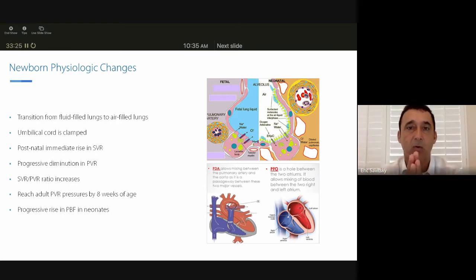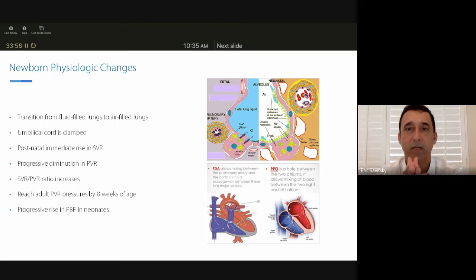You have the umbilical cord that gets clamped, and then all of a sudden your systemic vascular resistance goes up. Over time, as you clear the fluid from your lungs, your pulmonary vascular resistance goes down. Then your PDA and PFO, which are ways of bypassing your lung in utero and shunting blood from the right heart to the systemic circulation, start to close physiologically within hours to days of birth.